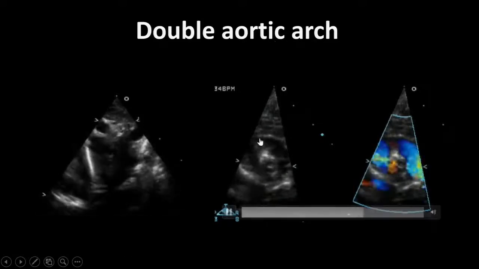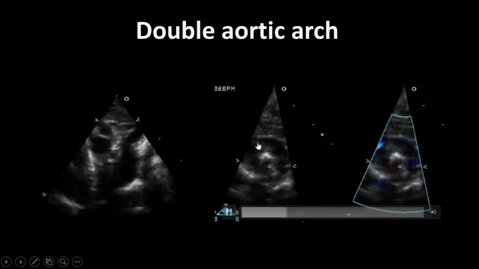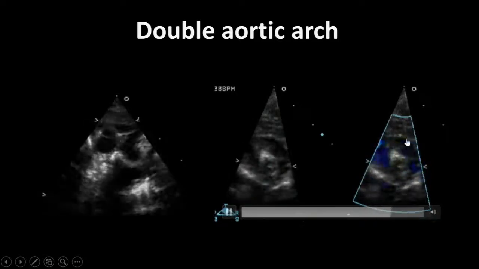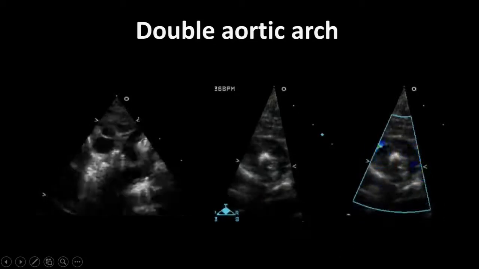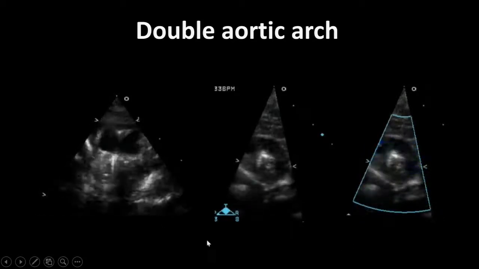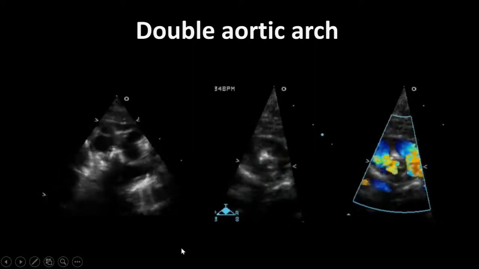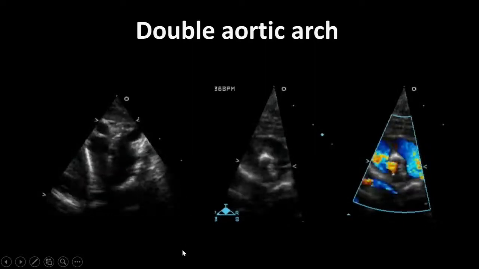Here's another view in a different orientation showing the right arch and the left arch, and you can see color going around both arches. But that symmetric origin of the head and neck vessels there is a tip-off to a double arch.